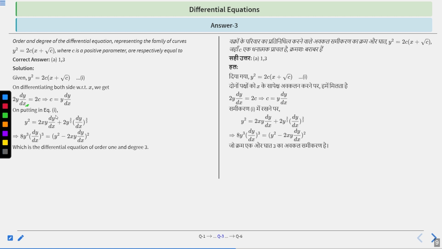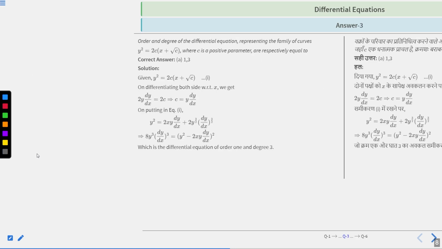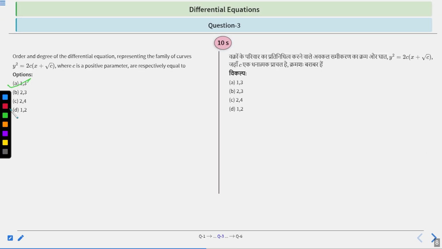Now on putting the value of c in equation 1, we get y² = 2y(dy/dx)(x + y^(1/2)(dy/dx)^(1/2)), which simplifies to 8y³(dy/dx)³ = (y² − 2xy dy/dx)², right? Which is basically the differential equation of order 1 and degree 3. You can observe from here, order is 1 and degree is 3. Got it? Therefore, option A is the right choice.